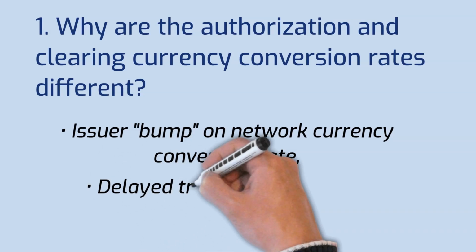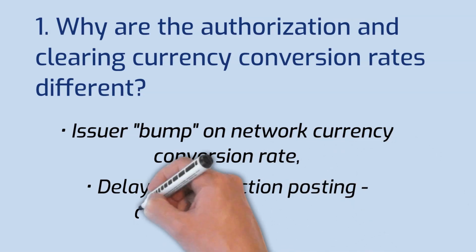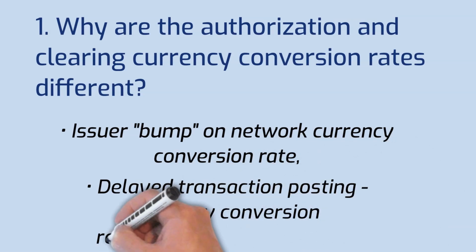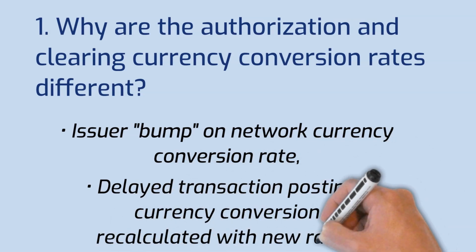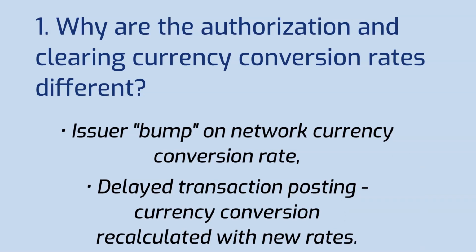The second cause is delayed posting. Networks typically set currency conversion rates each day. Therefore, the currency conversion rates are different every day. For approved authorizations, some networks will hold the currency conversion rate used in the approved authorization and use it for the posting record if it is posted within a certain number of days from the authorization date. For any transaction posted later than that hold date, the currency conversion rate is recalculated with the payment network's current currency conversion rate.